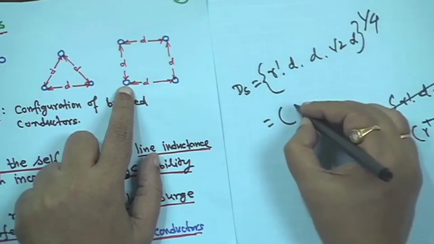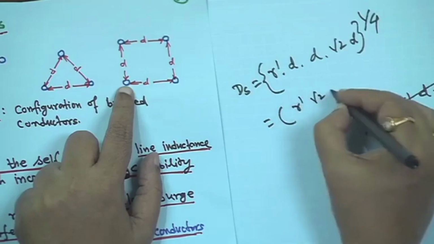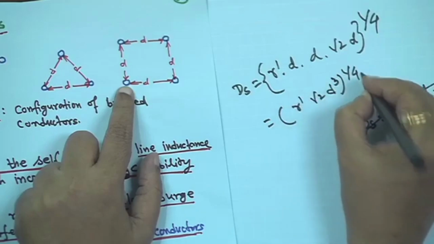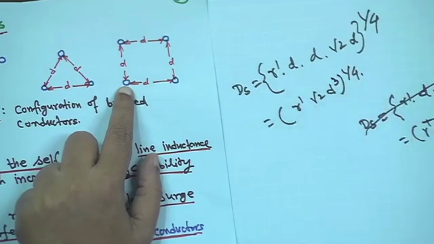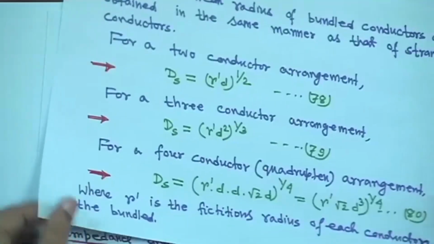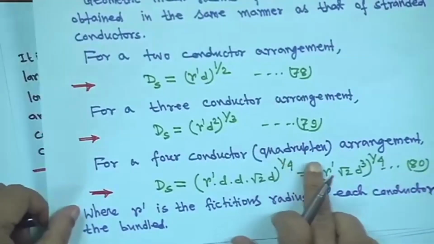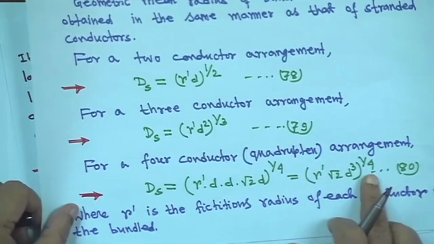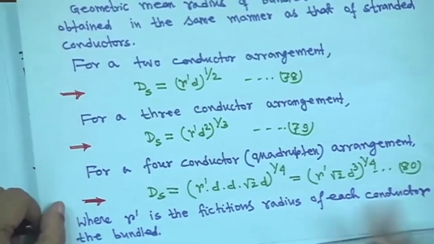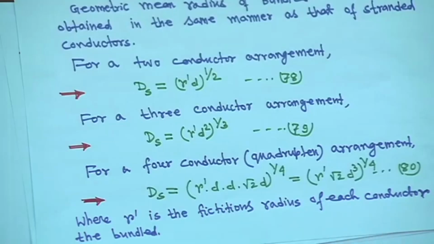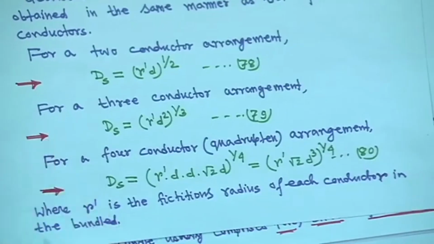That means this will be your r dash root 2 d cube to the power 1 by 4, right. So that is why it is coming that for the 4 conductor case, that is quadruplex, r dash root 2 d cube to the power 1 upon 4, where r dash is the fictitious radius of each conductor in the bundle. So you have to find out the self GMD, that is Ds, of this kind of configuration.